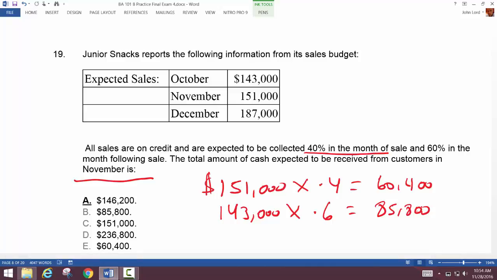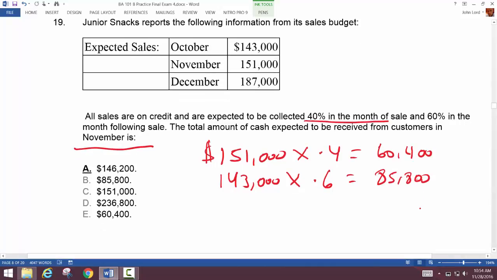There's 100%. So why should I expect to collect anything from October and December in November? They don't even give me the month before that, even if I wanted it, right? But anyway, I got 100% here, don't I? So I go ahead and add these two together. What's that giving me? That's 146,200. Okay, good.